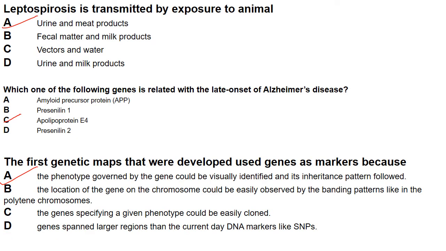Then leptospirosis is transmitted by exposure to animal urine and meat products. Answer is option A. Which of the following genes is related with the late onset of Alzheimer's disease? So it is apolipoprotein E4. Then next one. The first genetic maps that were developed used genes as markers because the phenotype governed by the gene could be visually identified and its inheritance pattern followed. Answer is option A.